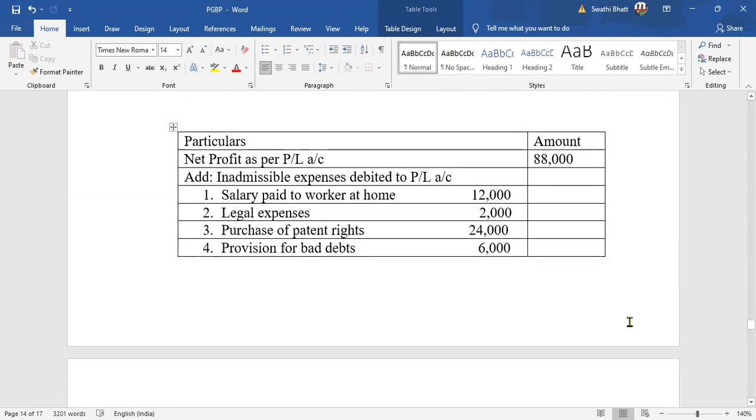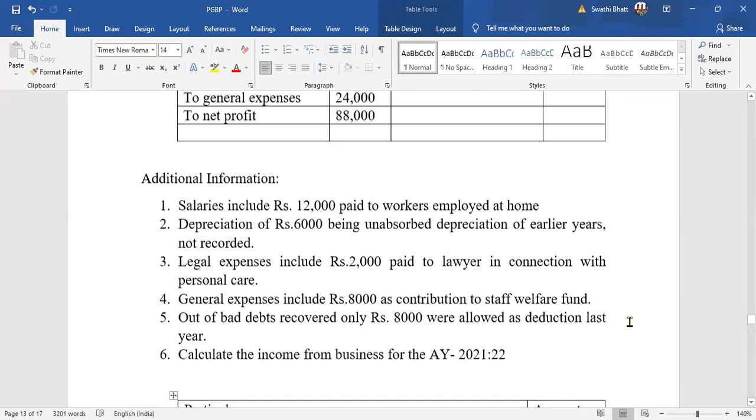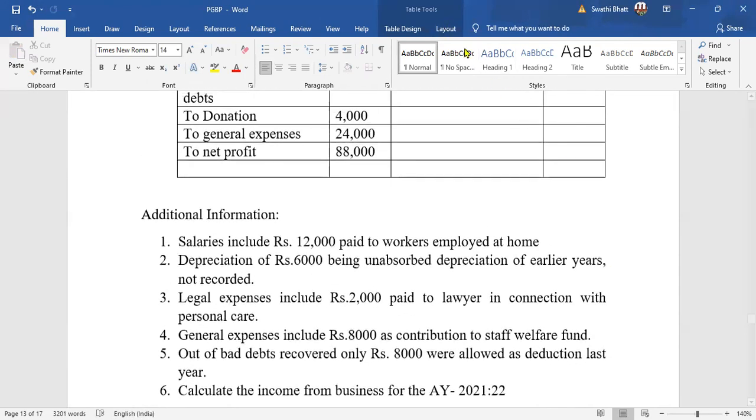An important 14 marks problem. Kindly go through it. And if you have any doubts, get back to me. Thank you.